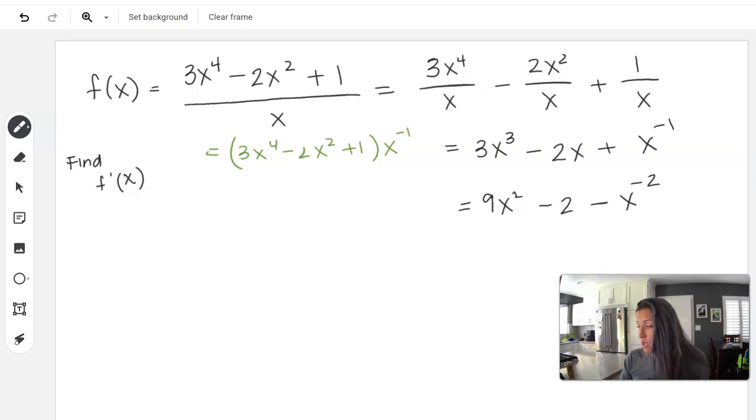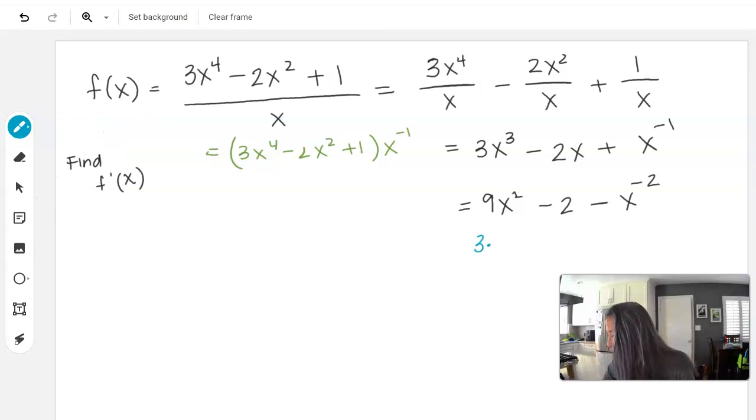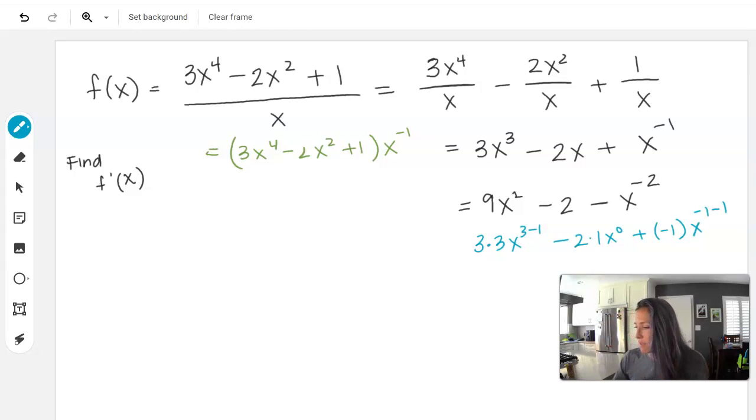Again, if you need to move slower, like I said, on a test, especially on a quiz, there's nothing wrong with saying, this is 3 times 3x to the 3 minus 1. This is minus 2 times 1x to the 0. And this is plus negative 1 x to the negative 1 minus 1. So you can see all of this happening. In fact, maybe not even the 0, maybe a 1 minus 1. So we can really see what's happening there.